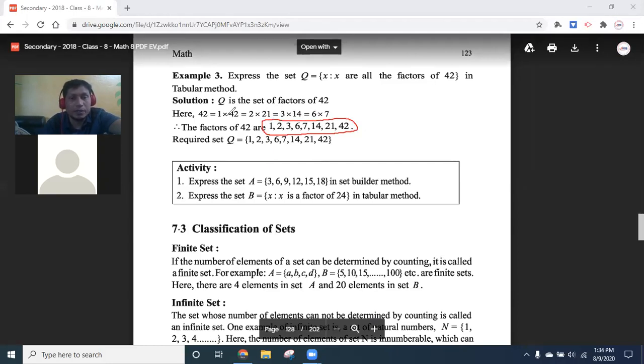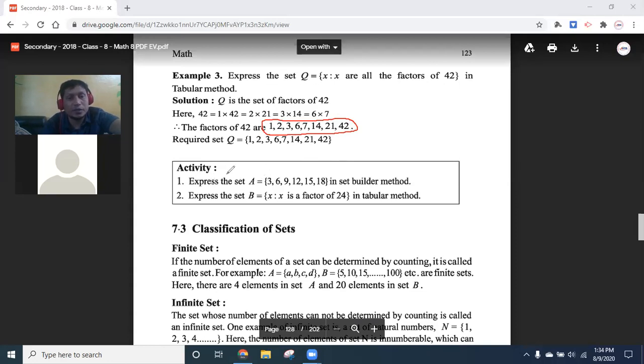1 into 42, 2 into 21, 3 into 14, 4 we cannot say because 42 is not divisible by 4. We cannot write 5 into something because 5 is not a divisor of 42. But 6 is a divisor, and the next divisor is 7. So we have got all the factors. And the question says Q is the set of factors of 42, so these will be the required elements of set Q. Very easy. Now it's your turn.